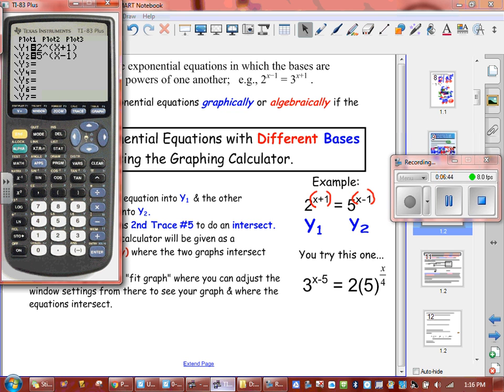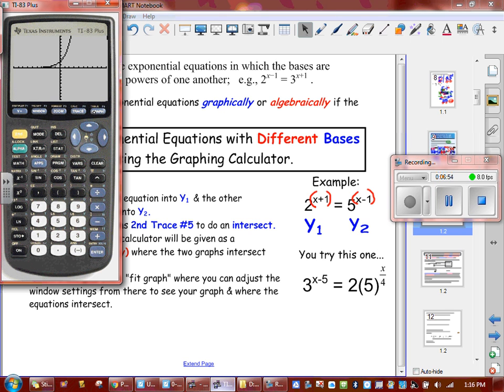So the whole point of this is to see where they intersect. So now we're going to hit, and these are the steps right here for you when I'm not with you, graph. And right now we can sort of see where they're at. But can I see where they connect completely? Not really. I want to see a little bit taller.